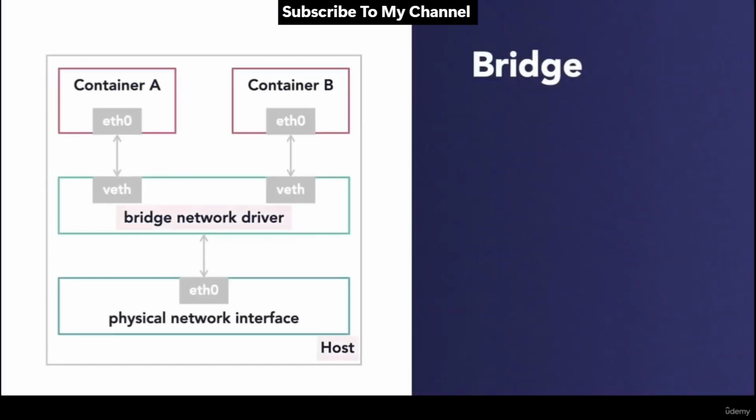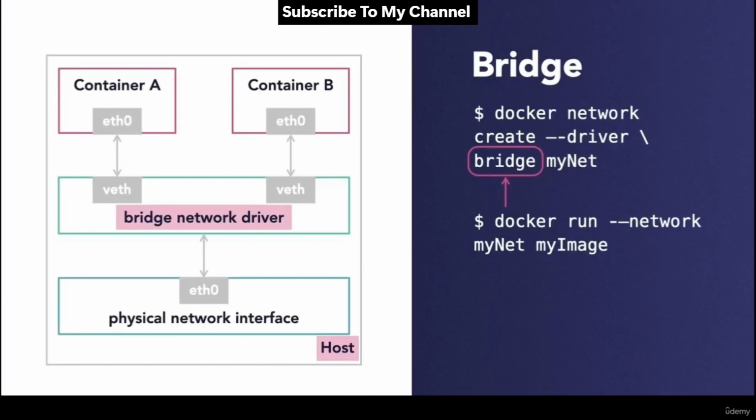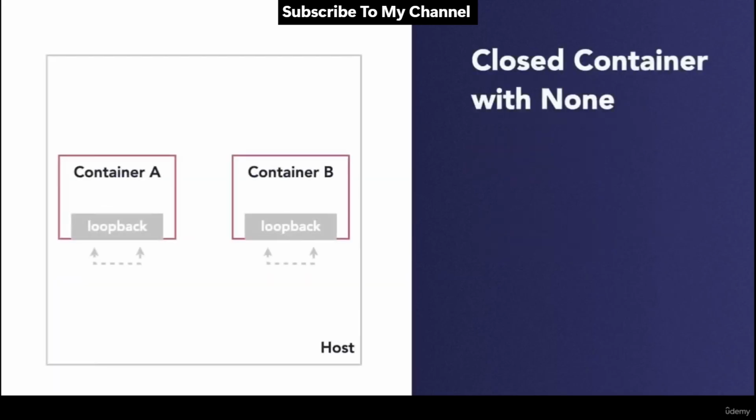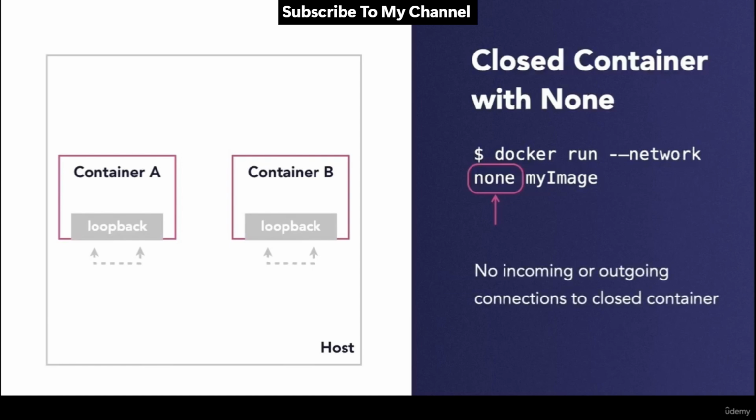The bridge network driver, which is the default option, allows containers to communicate with each other on the same host. In this diagram, you will be able to spot a Docker bridge virtual interface. A special case of container networking is a closed container. A closed container uses the none network driver. It has only a loopback interface. No incoming or outgoing connections can be made from a closed container.